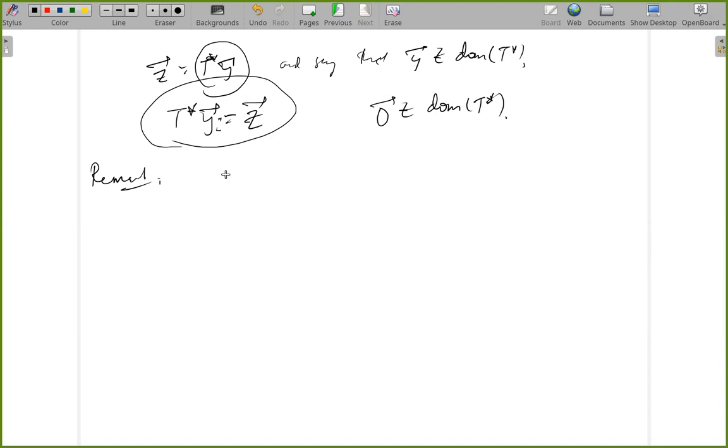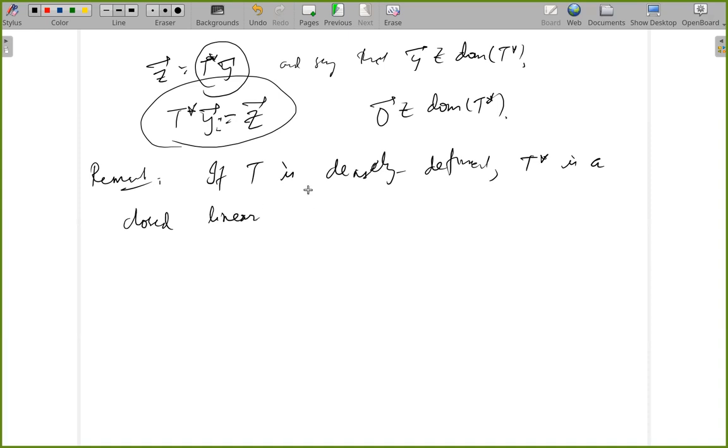So here's a quick remark. If T is densely defined, meaning the domain of T is a dense subset, then T star is a closed linear operator. T need not be closed, it just has to be densely defined, then T star will be a closed linear operator. And I say again that there is no reason to expect that the domain of T star is huge. T star could be a very trivial sort of operator. But whatever it is, it has to be closed. And this follows from the following fact.